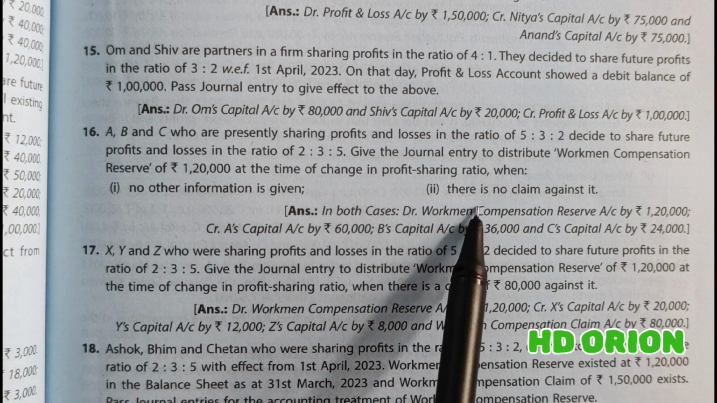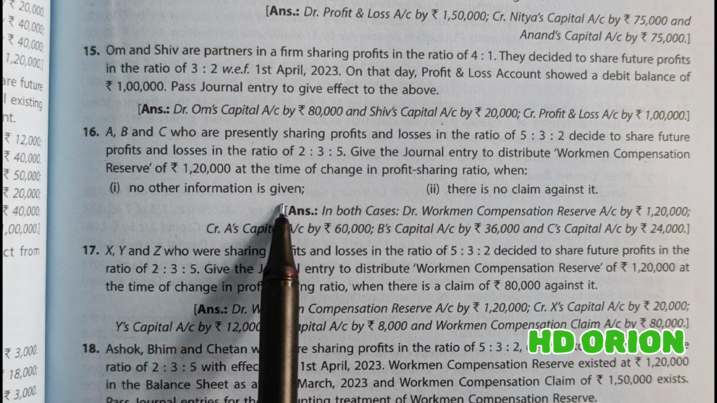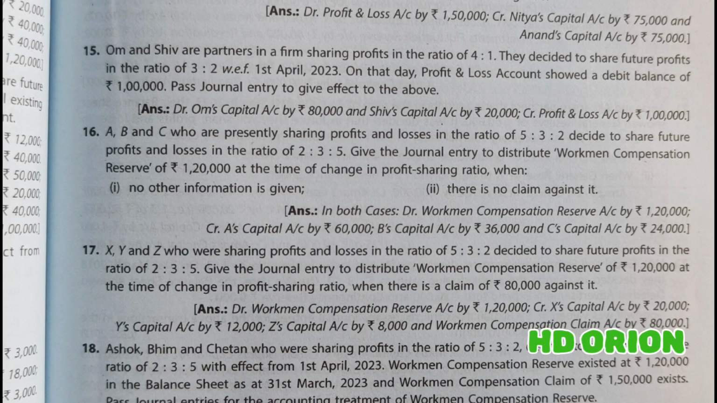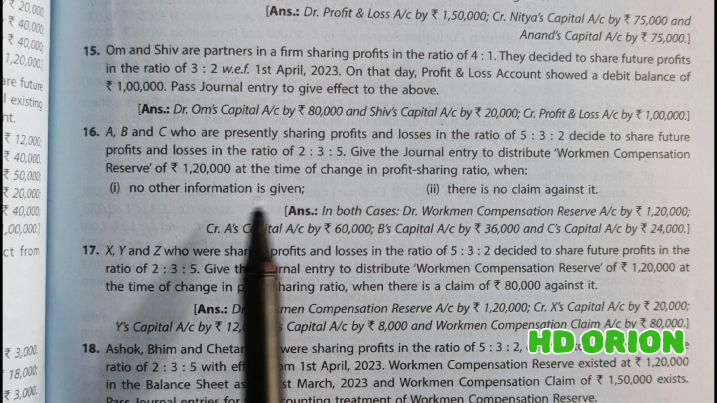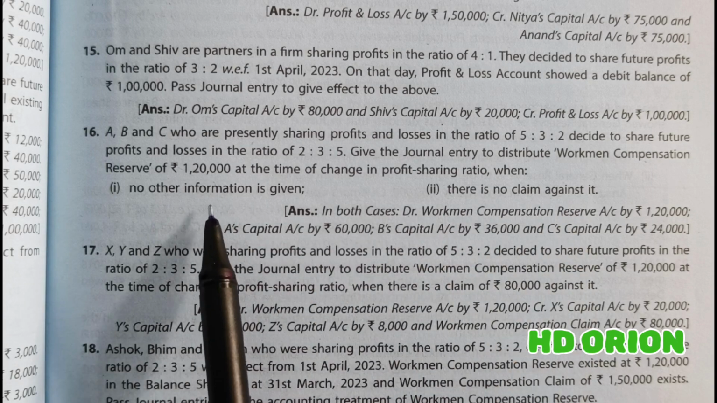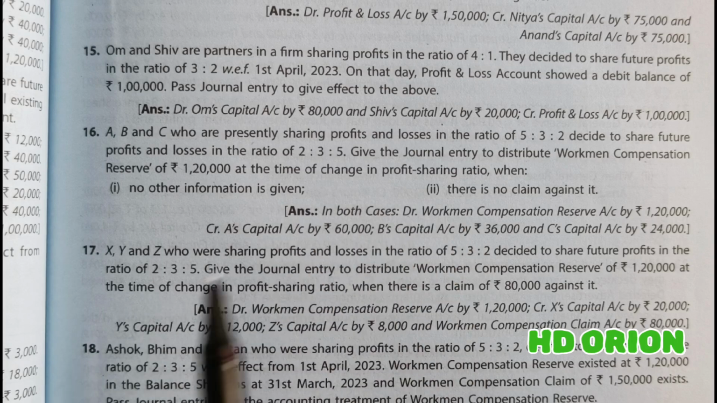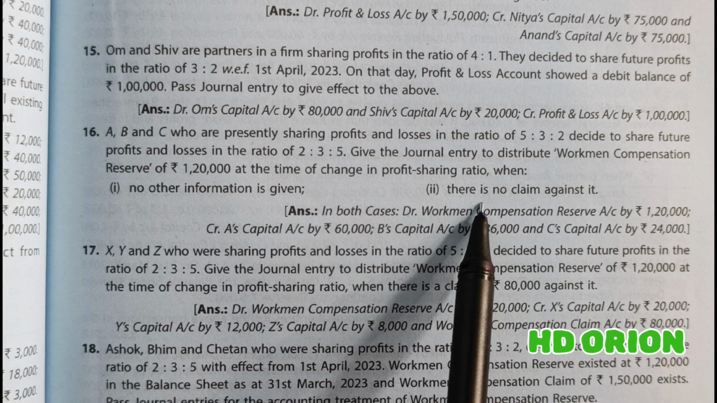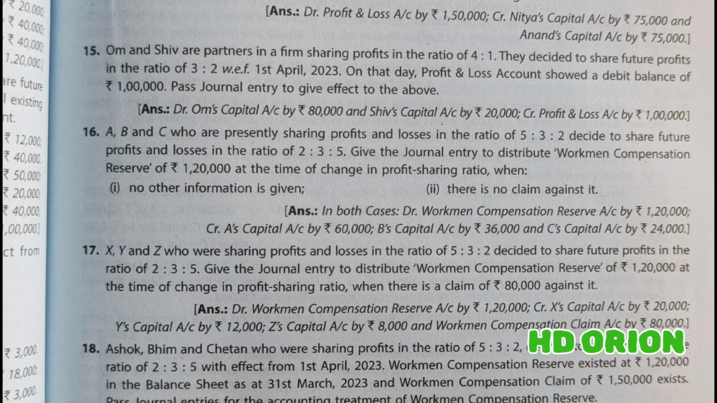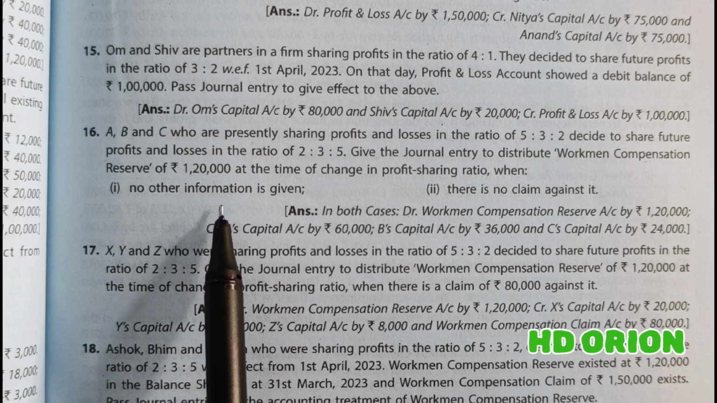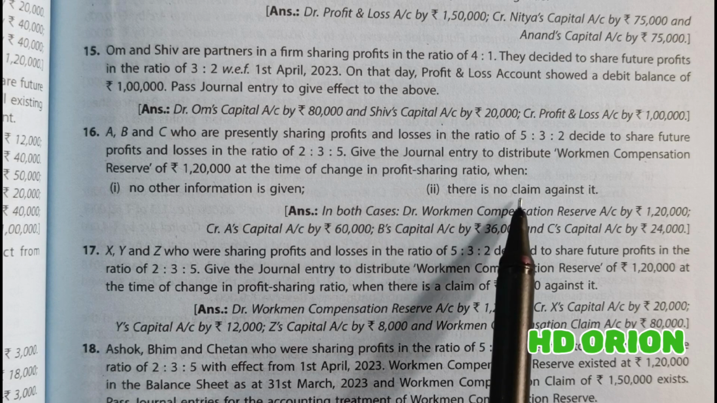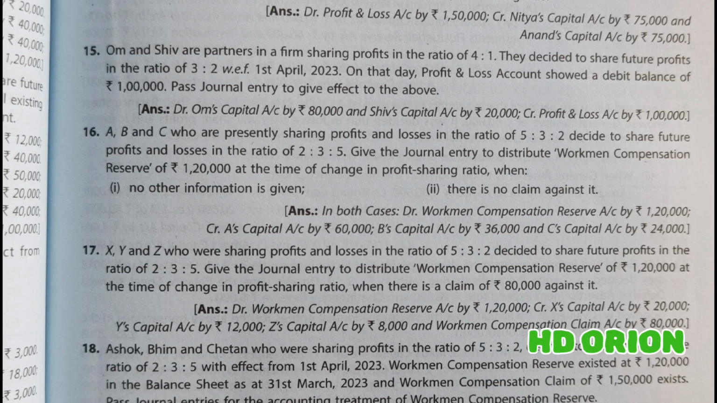And there are two circumstances given here. First is no other information is given, meaning no other information regarding how much is the claim against workman compensation reserve. And the second is there is no claim against it. Now both these sentences have the same meaning. The words are different, but the meaning here is the same. So in both the cases, we will have to pass the same journal entry. So you should understand here that when no other information is given, it means there is no claim against it, and accordingly you have to pass the journal entry.